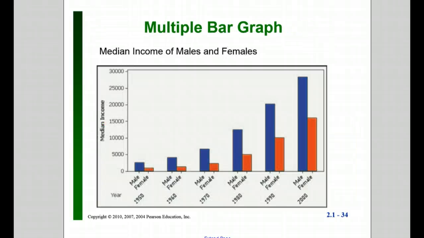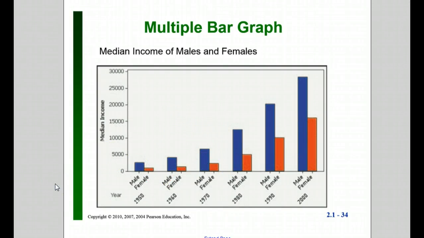Alright, and then obviously bar charts. Everybody's familiar with bar charts. So this is a double bar chart. When you see that, usually we're making a comparison of multiple things for different time periods. Alright, so this is showing median income for males and females, different years. The blues represent the males, the reds represent the females.